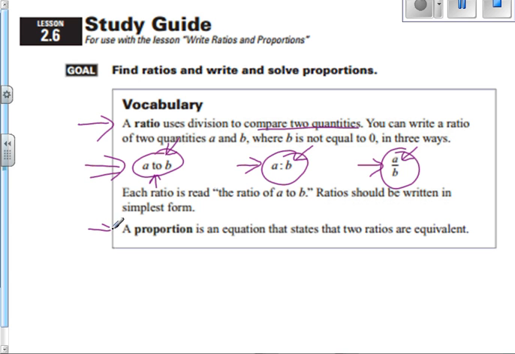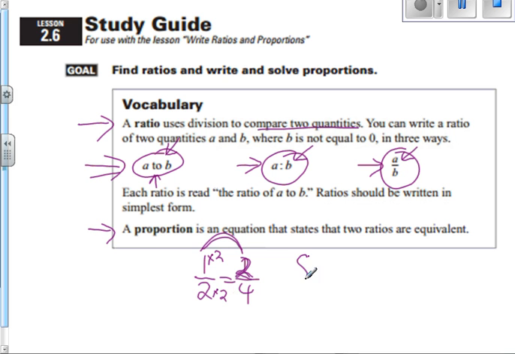And then a proportion is just an equation that states that two ratios are equivalent. As an example, look at the fractions 1/2 and 2/4. That's a comparison between two quantities. So that right there is the proportion. These right here are equivalent ratios. These are also what we call equivalent fractions. And if you notice, all you did was multiply both of them by the same value, or divide both of them by the same value. So that would be equivalent ratios.